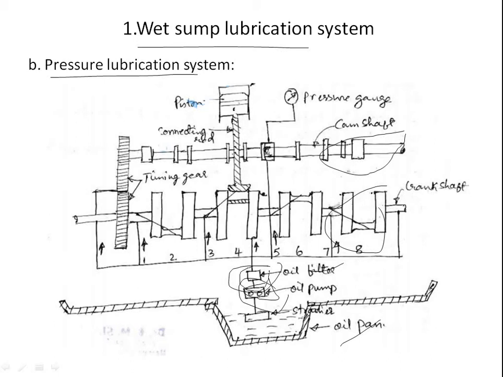Why is the filter used? The impurities contained in the oil will be filtered in the filter. The oil then passes through the filter to various parts through the pipelines. Whatever used oil there is will be drained back into the oil pan.